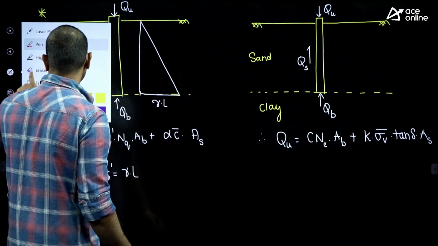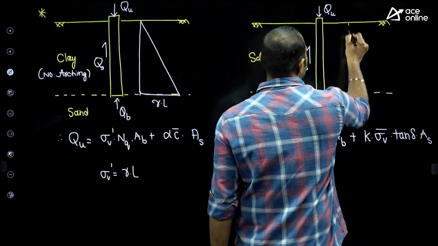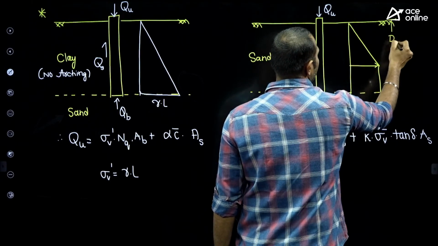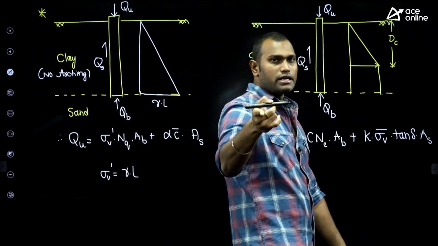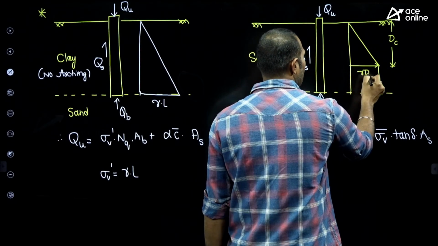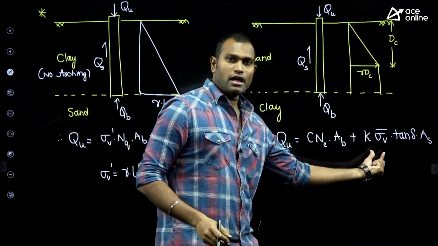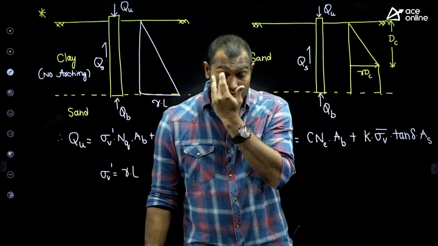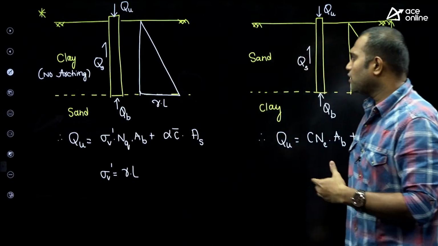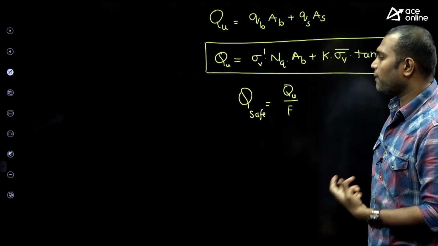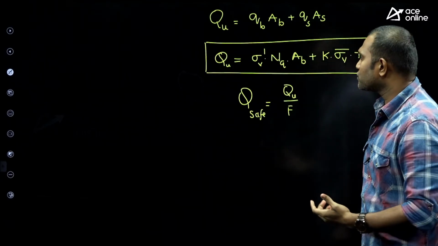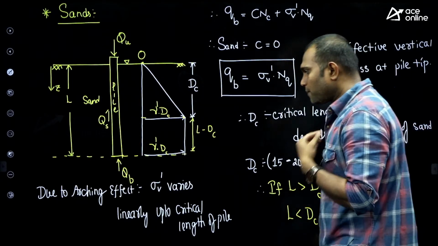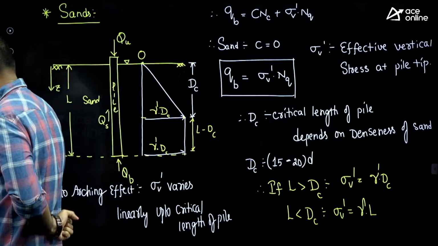But in the case of the sand, as there is an arching effect, the stress varies linearly up to a certain depth only. So whatever this depth DC is, and mind you, if they do give the DC, then only you have to consider the DC, then gamma into DC, where you need to find the average effective vertical stress along the length. I don't want you to remember it as a whole equation. If you remember it part by part, what is the bearing capacity, what is the skin friction, then you can understand this topic much better. So I hope you understood this topic, right?